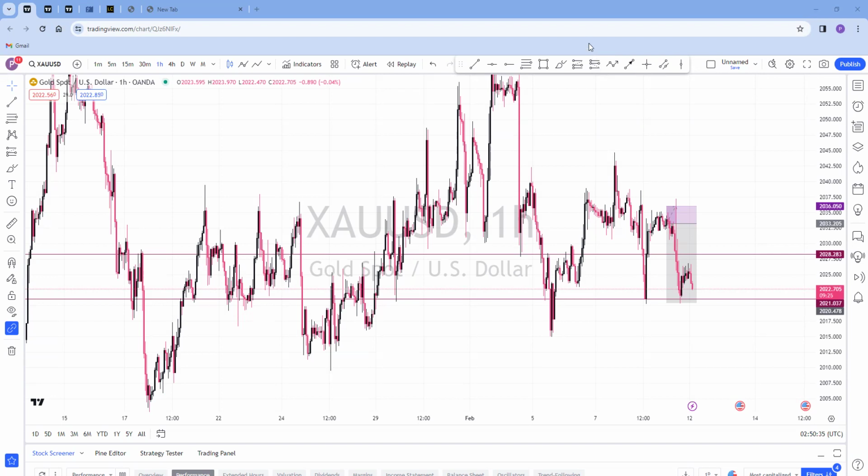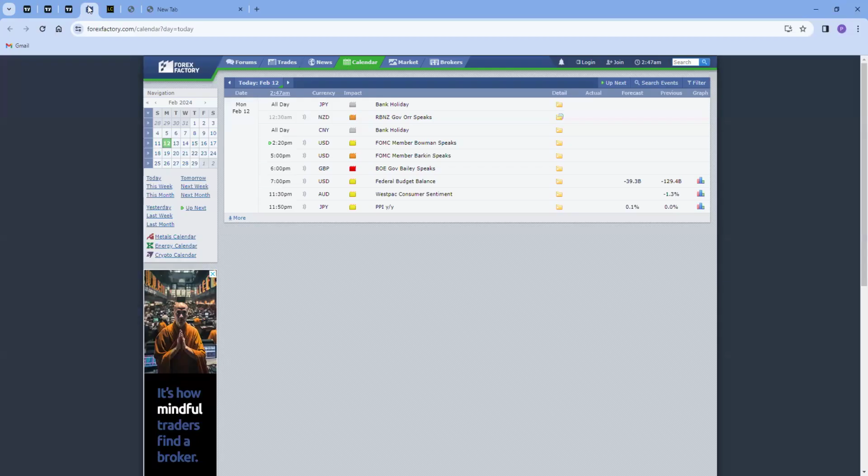Before we go to the charts, let's check fundamentals for today. As for today, we don't have any specific news. We have FOMC members to give some speech. That is at 5 p.m. The 2:20 p.m. one is minor.